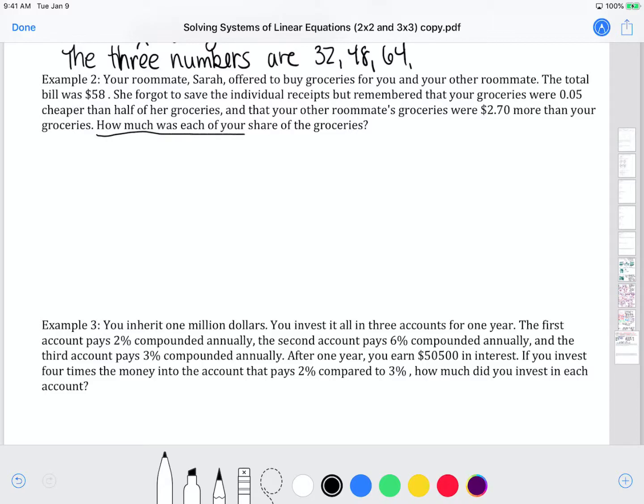So this last question, again, is going to help us determine how to set up our variables. Whatever it's asking us to find, that's what we want to use to set up our variables. So we need to set up the variables so that each variable represents one person's share. So let's let X be Sarah's amount. Let's let Y be your amount. And let's let Z be the other roommate's groceries.